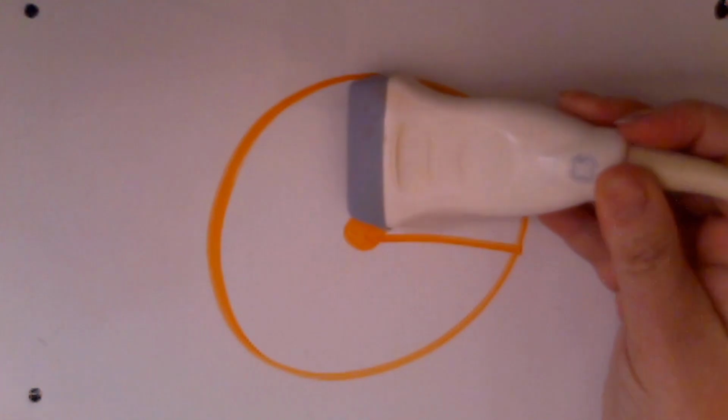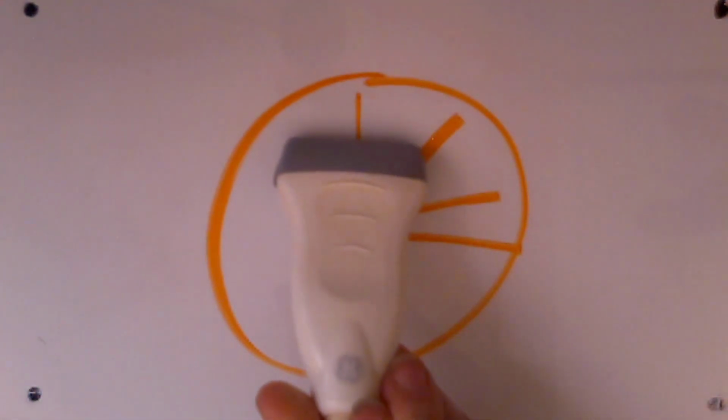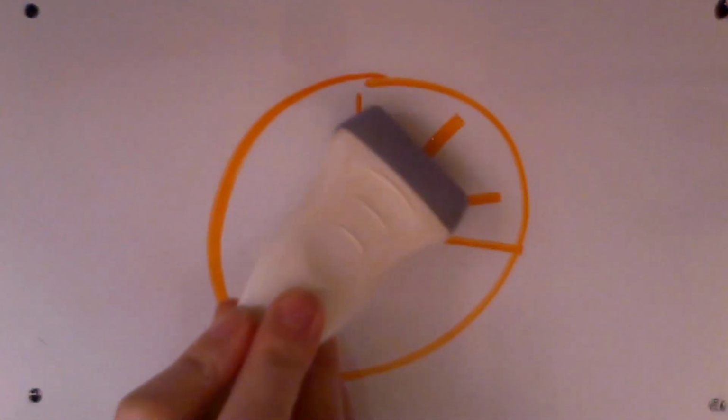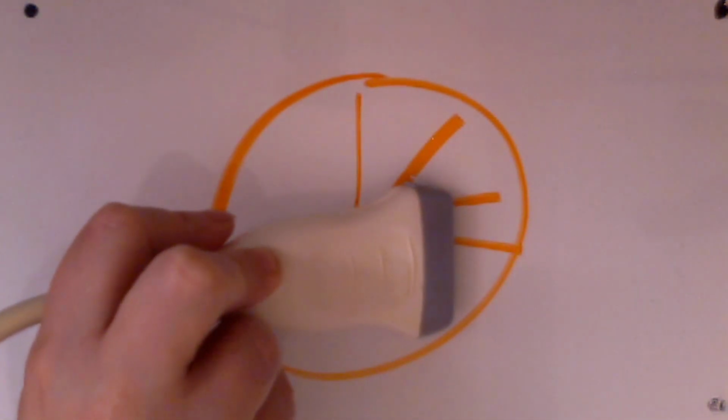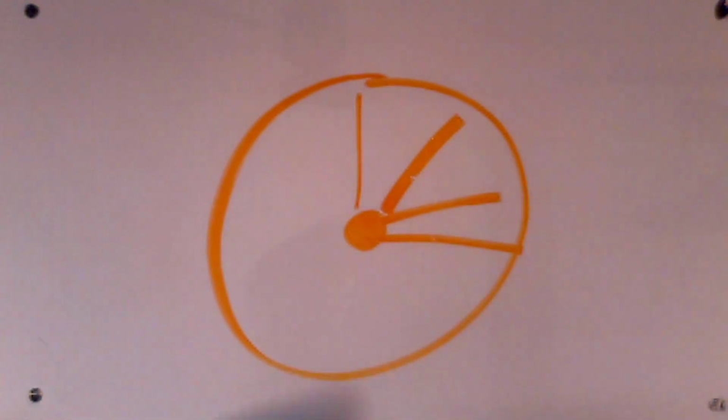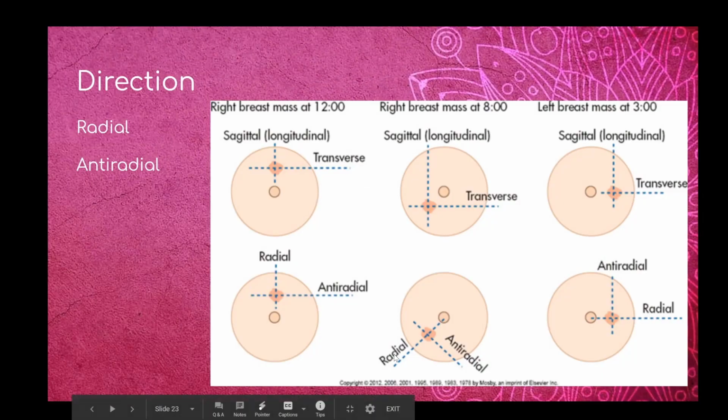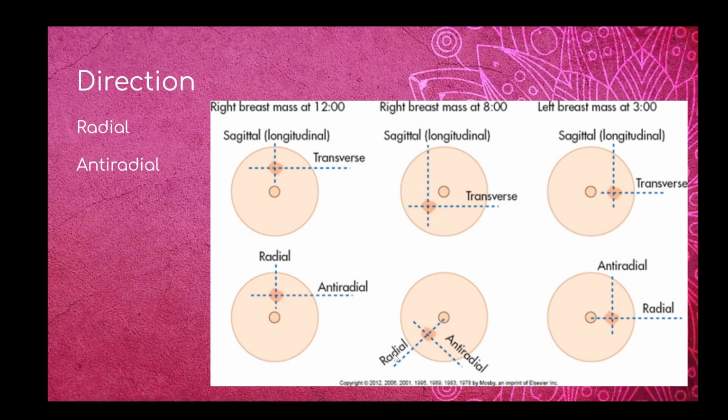So if this is radial, this now is anti-radial. This is anti-radial. This is anti-radial. This is anti-radial. You need to be 90 degrees to your radial position. So you'll have some practice in your workbook looking at radial and anti-radial positioning and to better help understand how to hold the probe in those clock positions.